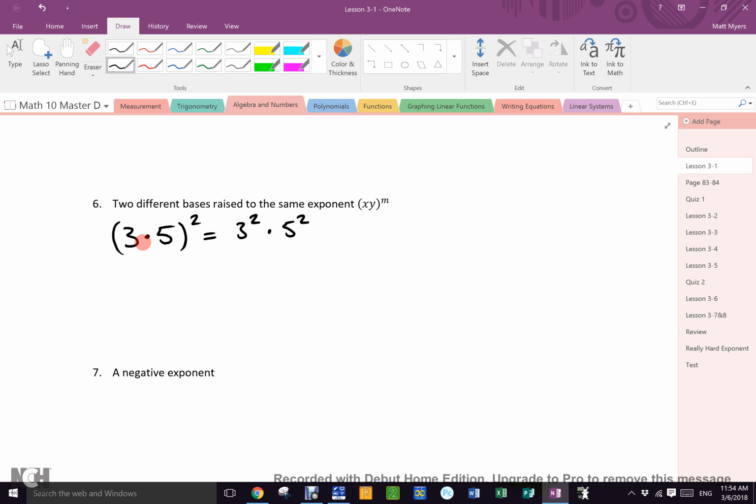So what is that answer? Of course, it would be 9 times 25, which would be 225. No, you were right. 15 squared is 225. But, again, there's issues here. And that's why this one's number 6. Because at number 6, that's when it starts to get a little, you've got to start paying some attention.